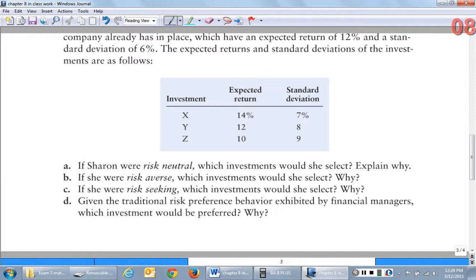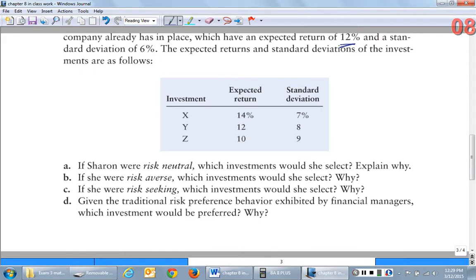So she would prefer assets X and Y. She would prefer asset X because it has the highest return and it's still greater than the 12% required return her company has. And asset Y also performs at least as well as her company's expected return of 12%.